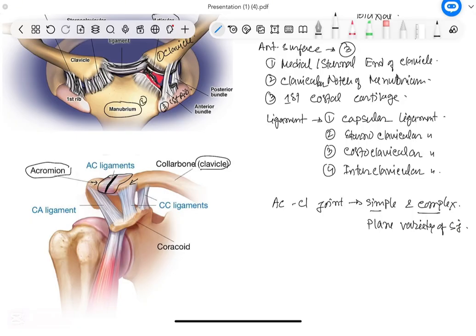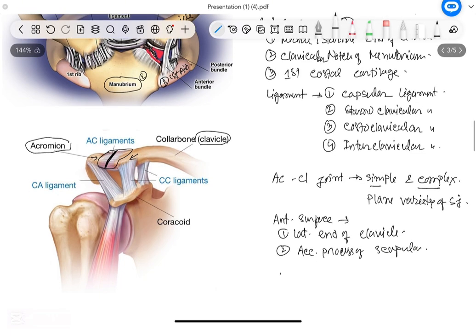of synovial joint. Now, what are the articular surfaces? If anyone asks you what the articular surfaces are, as it is simple, there are only two articular surfaces. One is the acromial end of the clavicle, or we can say lateral end of clavicle, and number two, the acromion process of the scapula. Simple.